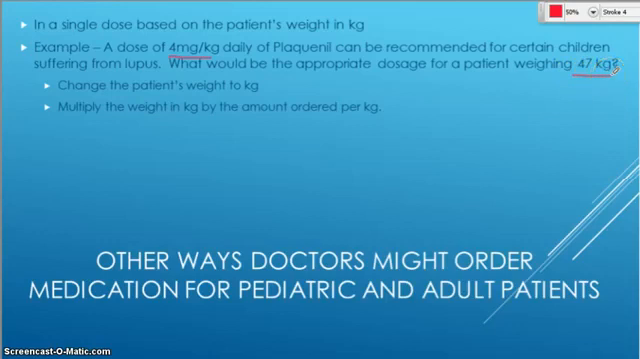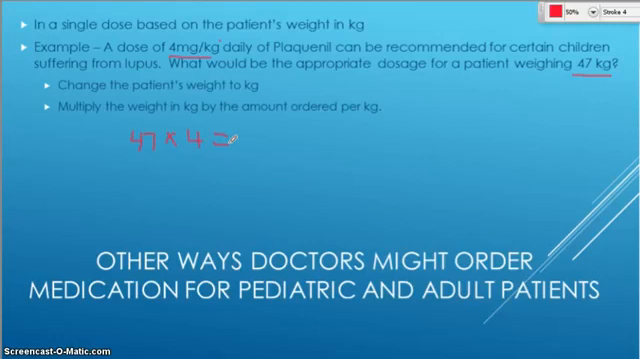Well, since the medication is based on the patient's weight in kilograms, 4 milligrams per kilogram, we want to make sure that the patient's weight is in kilograms first. And in this case, it already is, so we don't have to do any converting there. Once you have the patient's weight in kilograms, then you're just going to multiply by this dosage amount. So we're going to take our 47 kilograms times our 4 milligrams per kilogram. And we're just going to pop that into our calculator.